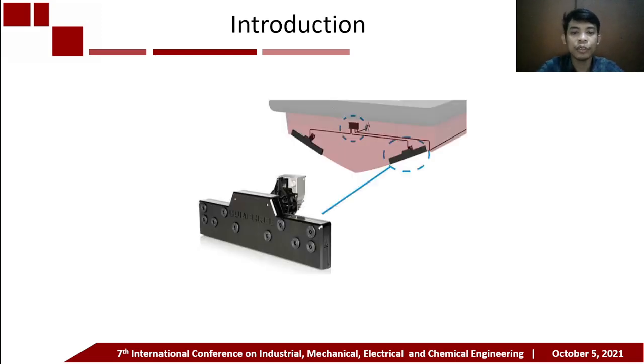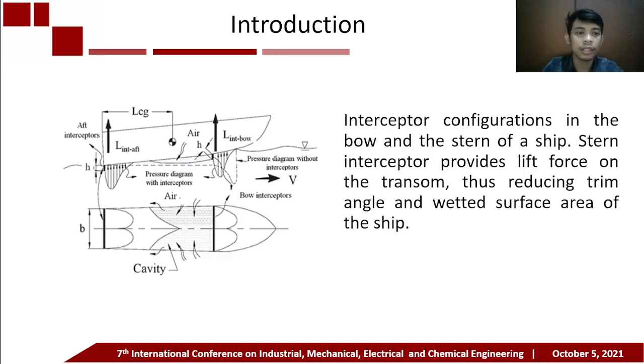Next, this picture shows the interceptor installed at the ship transom. The purpose of this interceptor is to reduce the trim angle. Next, this picture shows the interceptor configuration in the bow and the stern of the ship. A stern interceptor provides lift force on the transom, thus reducing the trim angle and wetted surface area of the ship. How does this happen? Reduced trim value is caused by lift force in the stern part of the ship, creating a moment force toward LCG. Therefore, it reduces the wetted surface area and trim angle.